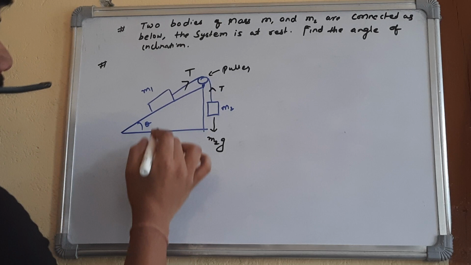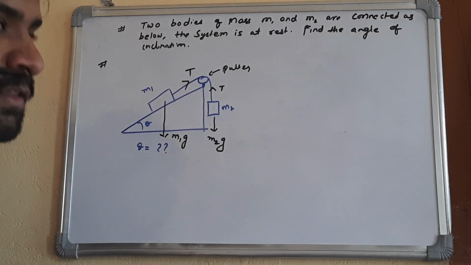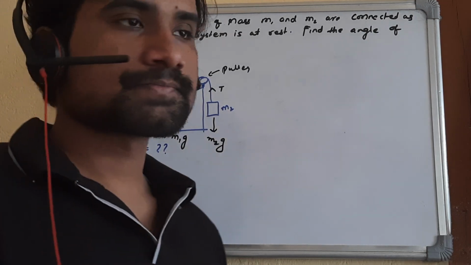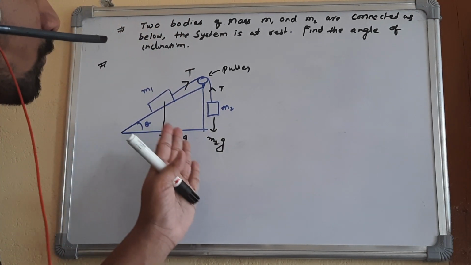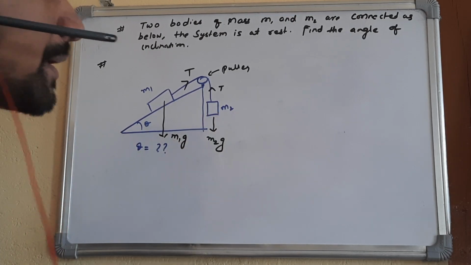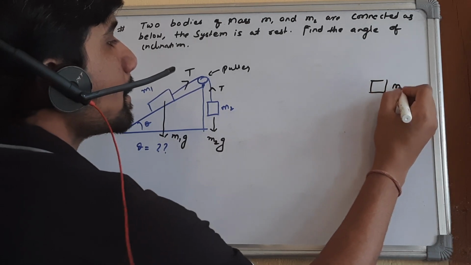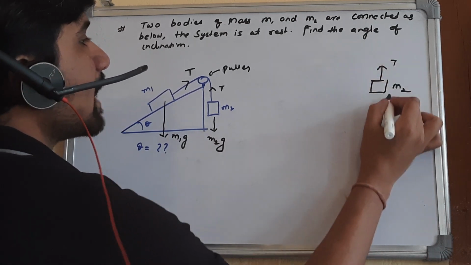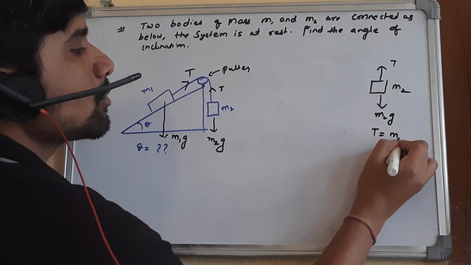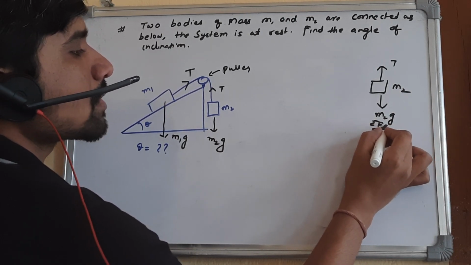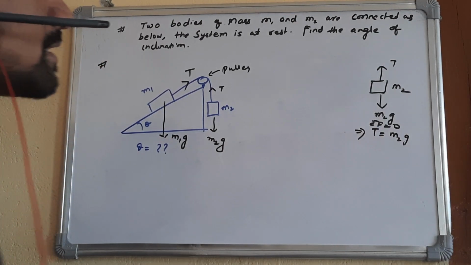For m1, the downward force will be m1g. Now I can draw the free body diagram for m2 separately. For example, m2 will come here. I'll indicate T and I'll indicate m2g. Since acceleration is 0, the sum of net force will be 0, so tension becomes equal to m2g. Let's say this is equation 1.